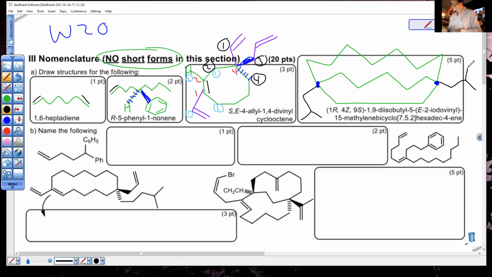There we go. There's a double bond between 4 and 5. Well, we decided that one was 1. 1, 2, 3, 4. Double bond between 4 and 5. And there's a group on 5, which is the second part. And it's this E2 iodovinyl group.